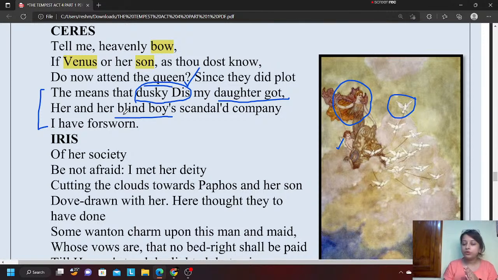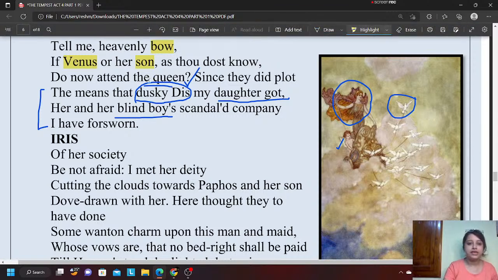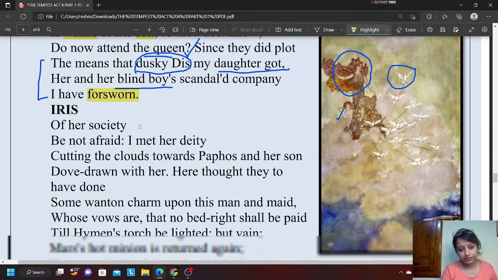So problems happen because of this, because of Venus and her child. That's why she is very annoyed, and I am forsworn. That means I have promised myself that wherever Venus and her son go, we are not going to go there.